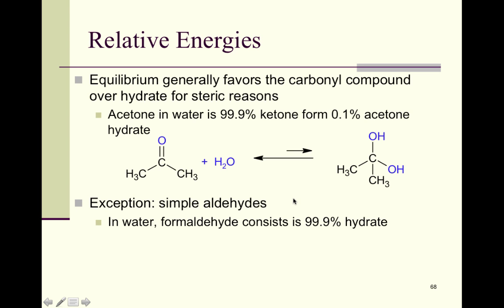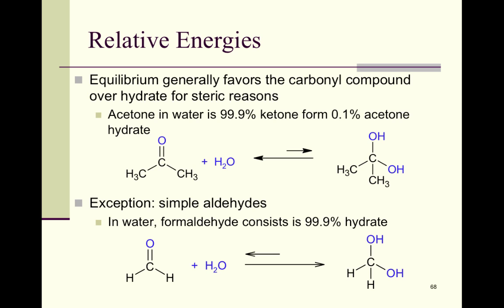An exception to this, though, because it says it generally favors carbonyl compound, is simple aldehydes. In water, formaldehyde consists mainly of the hydrate. So formaldehyde, again, one of the smallest of our aldehydes, actually favors the hydrate. So we have, again, two competing things. One, the ketone favors the carbonyl, whereas simple aldehydes, the small aldehydes, favor the hydrate. Notice the reaction arrows. The smaller direction means less favored, the longer direction means the more favored.